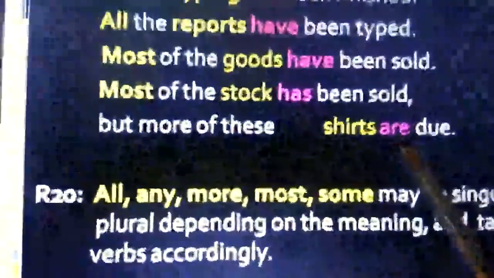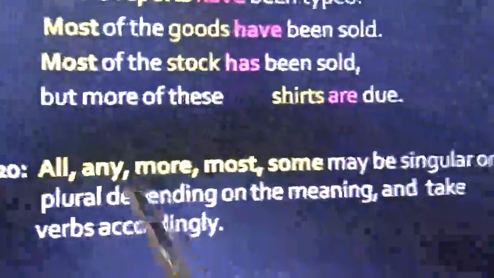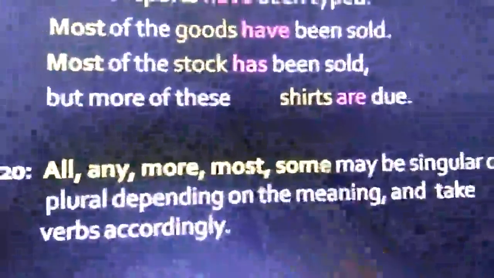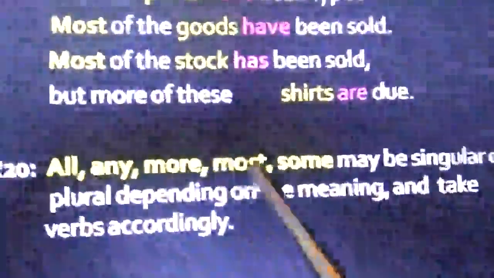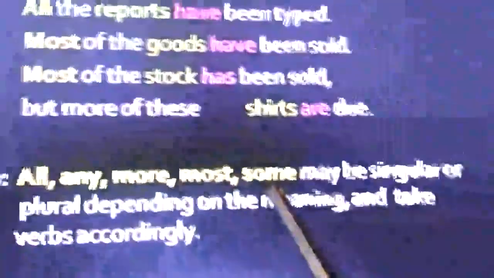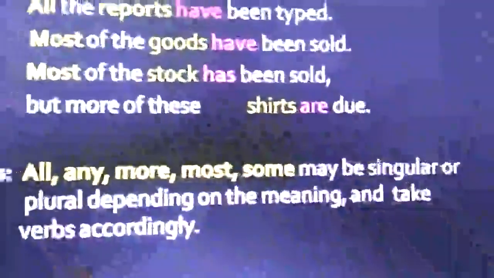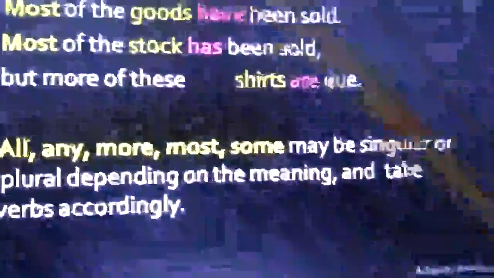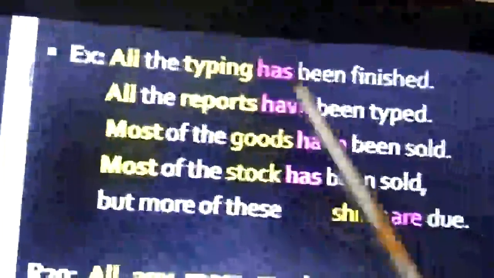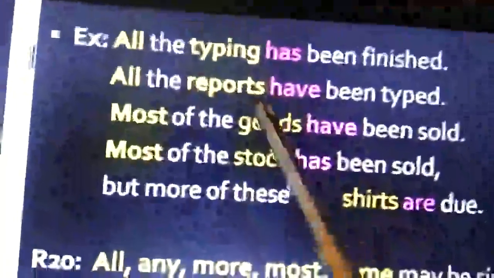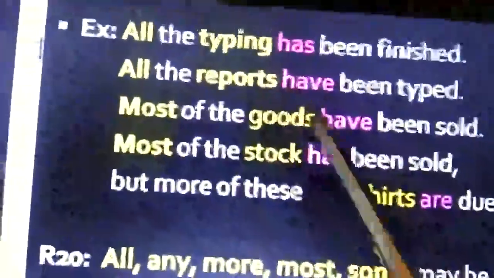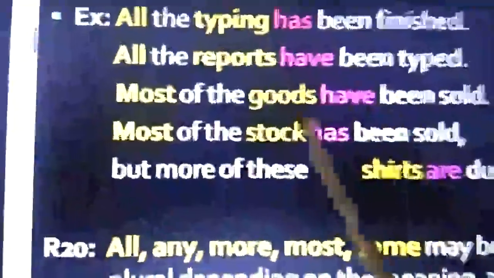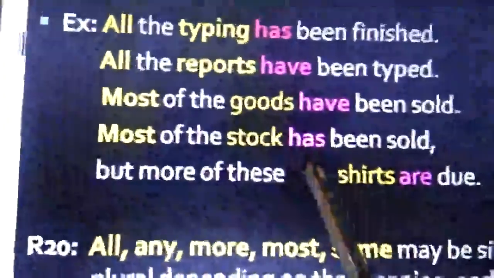So when you get the words all, any, more, most, some, it depends, maybe singular or plural. That means depending on the meaning and the context, we have to take the verbs accordingly. See here, typing we have taken, and so we have used a singular verb. Reports is in plural form, so we have used a plural verb. Goods, plural form, we have used a plural verb. Stock in singular form, we have used a singular verb.